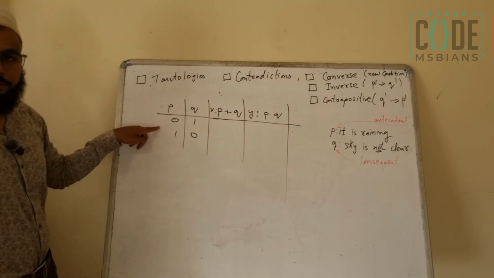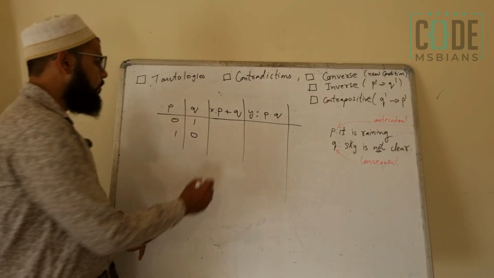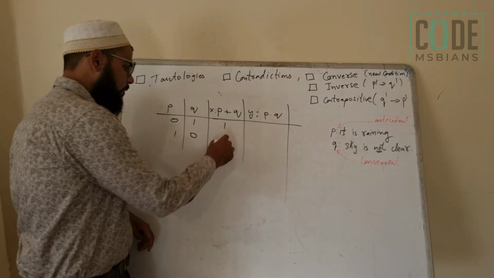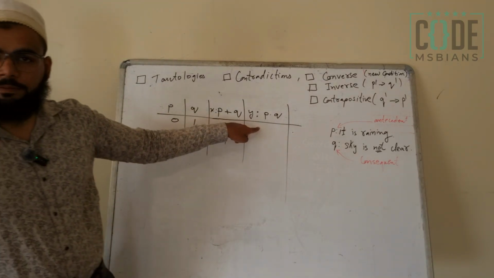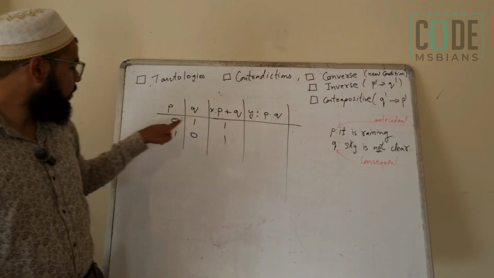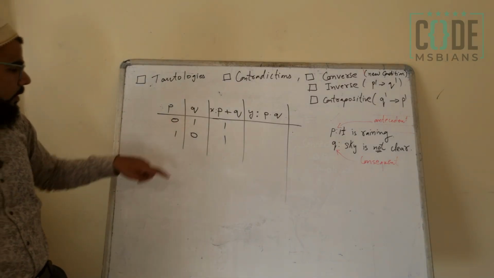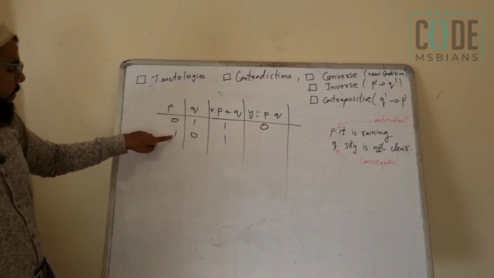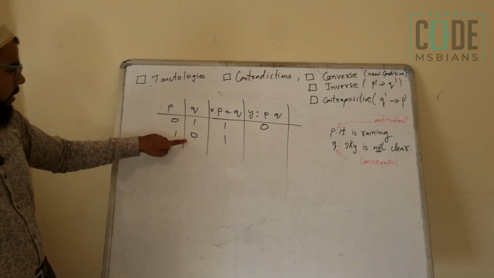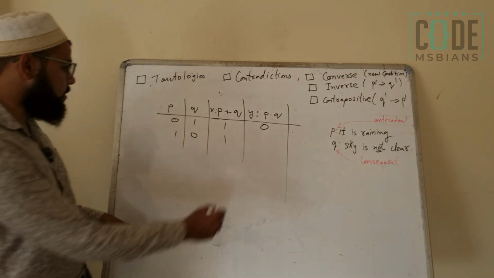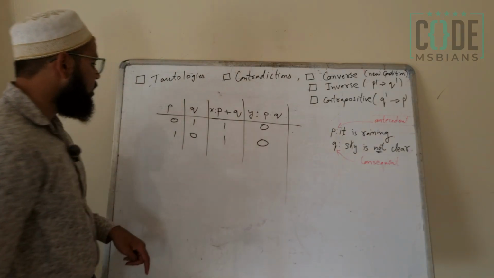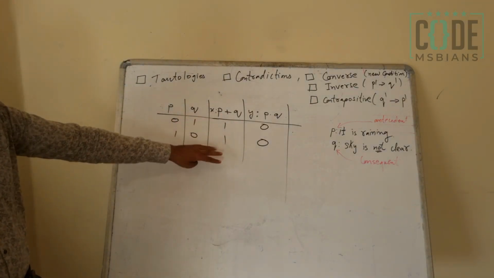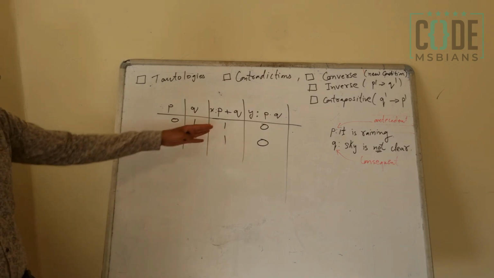If you OR 0 with 1, it will give you 1. 1 or 0, it will give you 1 only. Now coming to P and Q, if you AND 0 with 1, it will give you 0. If you do 1 ANDed with 0, it will give you 0. So in both the conditions it will give you 0 here, and here in both the conditions it will give you 1.